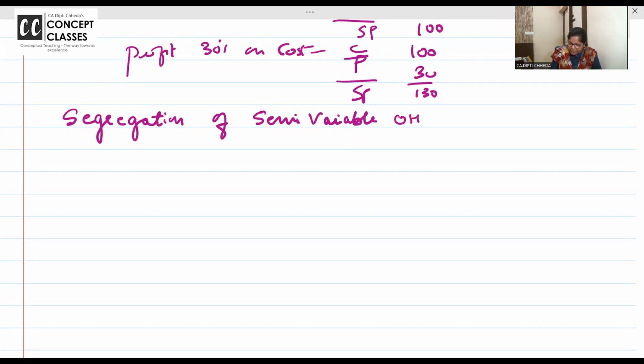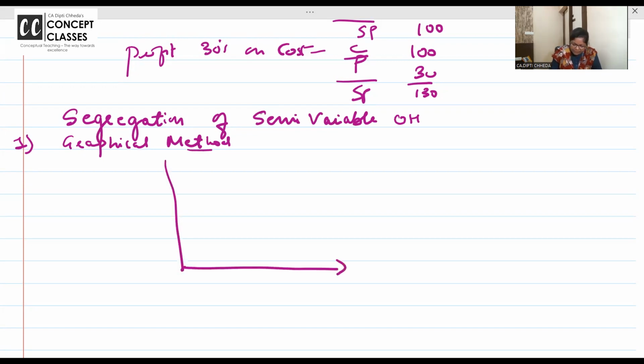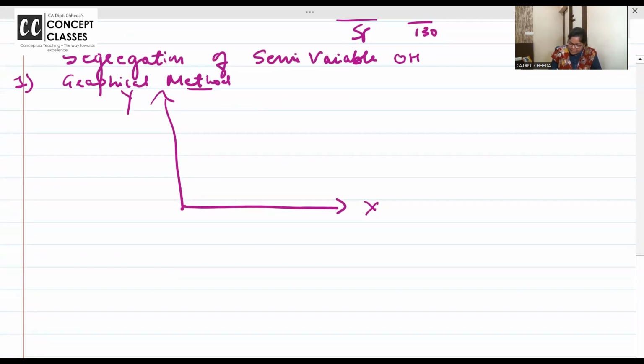Semi-variable overhead or expenses segregation. First method is the graphical method. In the graphical method, we will quickly make the x-axis and y-axis. Here, I will write the output quantity. Here, I am making the cost. Are you all with me?